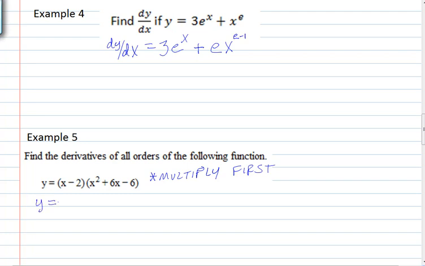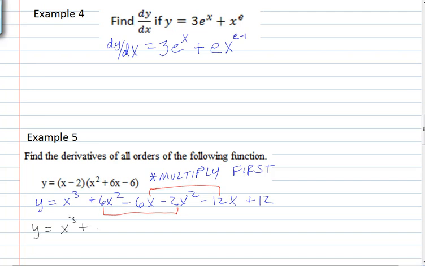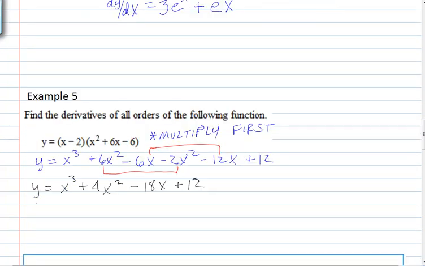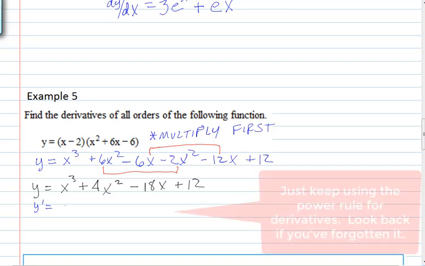So we're going to rewrite this as y is equal to x cubed plus 6x squared minus 6x minus 2x squared minus 12x plus 12. Combining like terms, there's the x squared, there's the x's. So we end up with y equals x cubed plus 4x squared minus 18x plus 12. There's our function. Now, the first derivative is going to be y prime. y prime is equal to what?